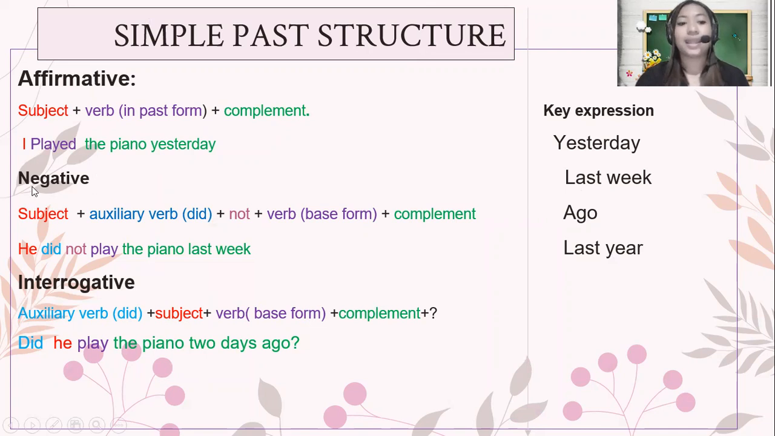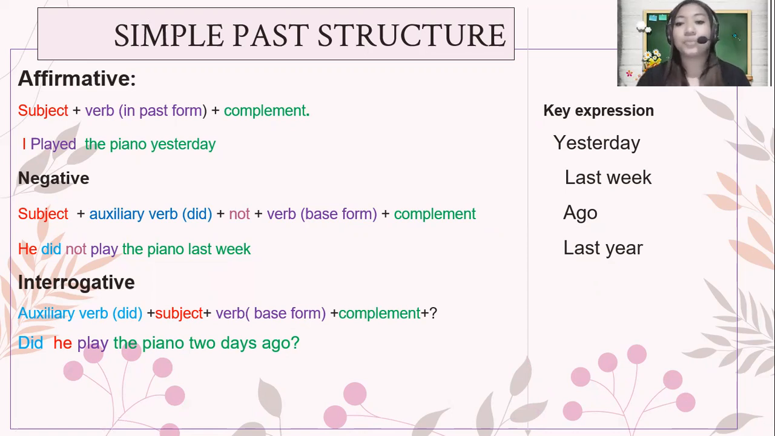So in the negative form, we have subject plus auxiliary verb did plus not plus verb in base form plus complement. So if you look closely here, we have the auxiliary did. So we are going to use the auxiliary did for all of the subjects. On the other hand, we are going to use the auxiliary did for the negative and interrogative forms.